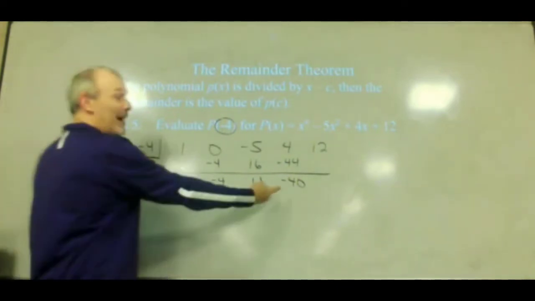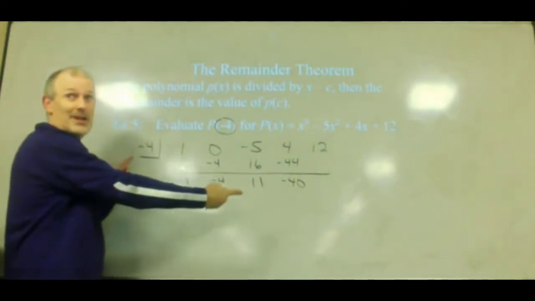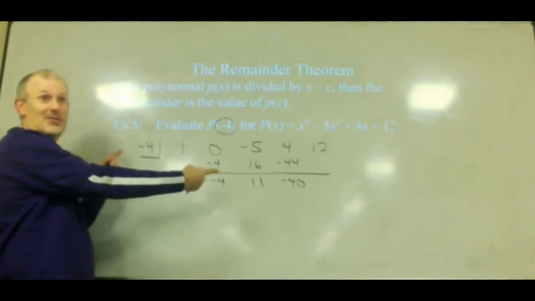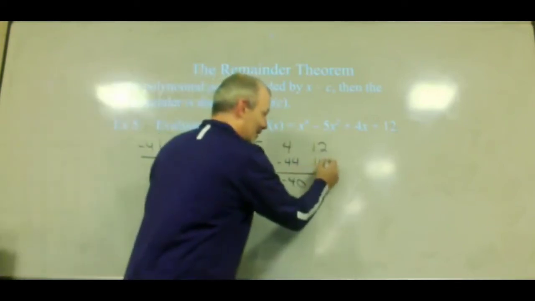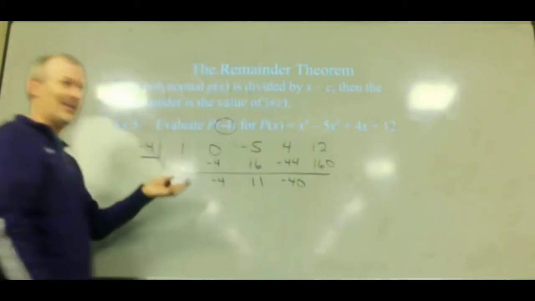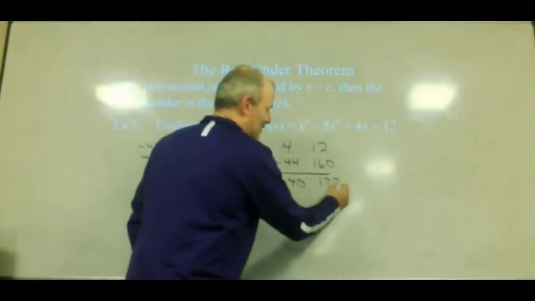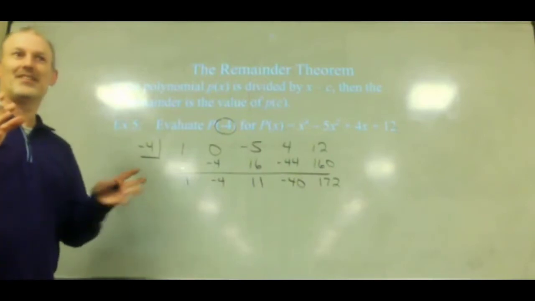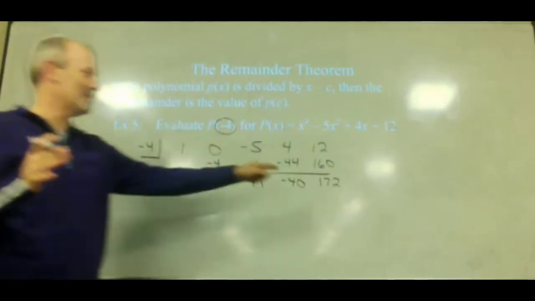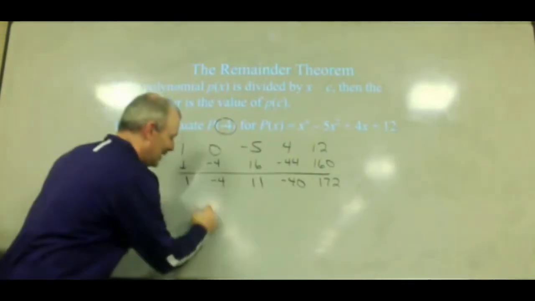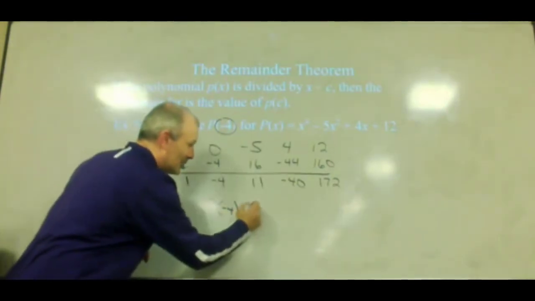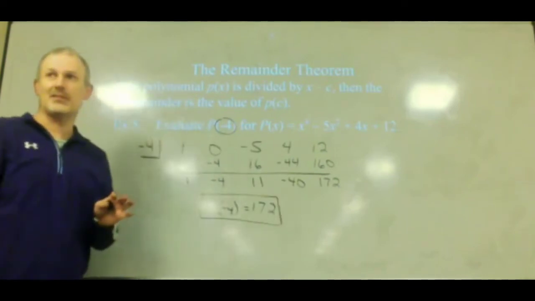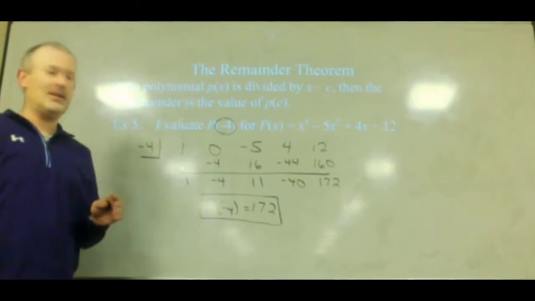And it's going to be positive, right? Positive what? What's 4 times 4? 16. So 4 times 40? 160. And we add, 172. Now, where's the remainder? I don't have one. There's 0. No, where's the remainder? 172. So here's what that means. P of negative 4 is equal to 172. That's it. That's what this question was asking, and that's our answer. Okay? It's just this remainder.